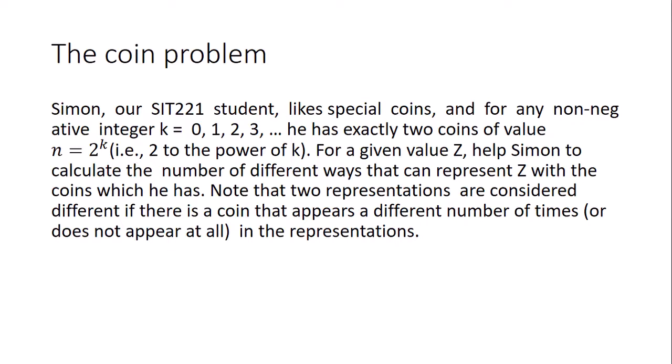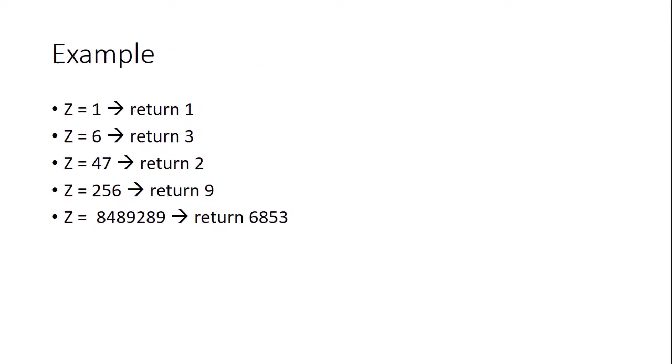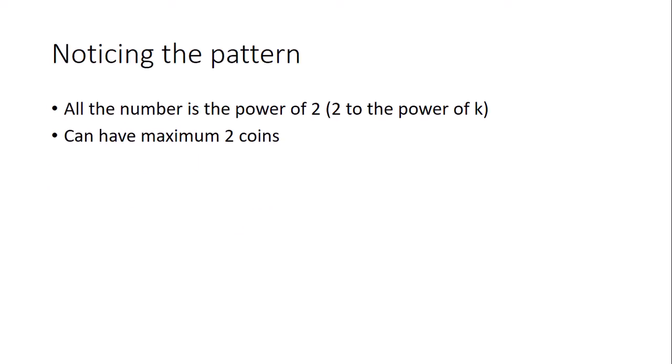You can just pause here, have a look at it, think about it, and try to solve it if you like. Take some challenge. But if you're not, let's go on. So here are some examples of the algorithm. If the input is 1, it should return 1, 6 returns 3, 47 returns 2, 84, 89, 289 should return 6853. So to begin, to solve the task, you actually need to find a pattern.